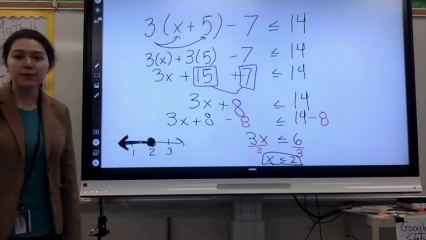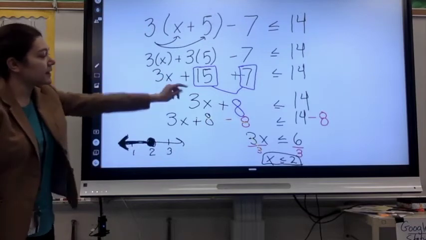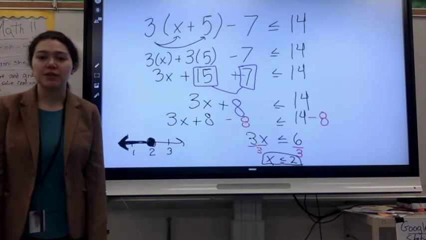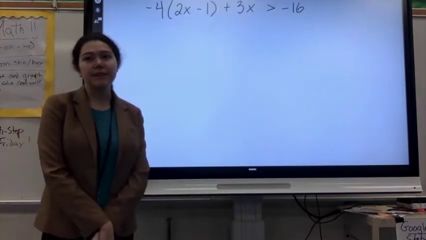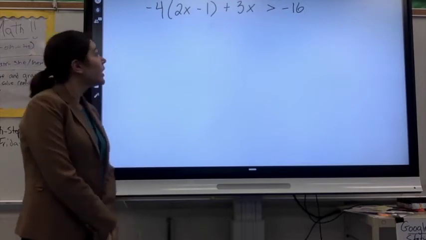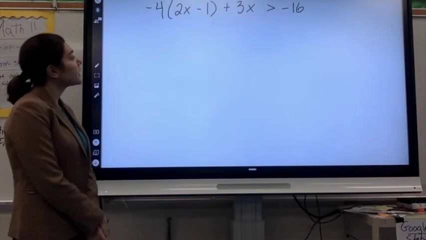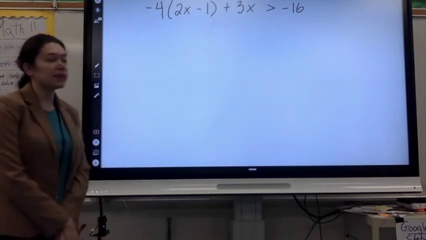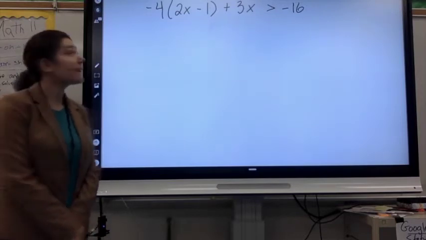So we're going to do one more example, but just following up on what I did. Distribute, combine the like terms, and then solve the resulting two-step inequality by undoing what is currently happening to my variable. Here we have our second example, basically as complicated as we're going to see. So we have -4 times the quantity 2x minus 1, plus 3x is greater than -16. So we're going to simplify, combine like terms, and then solve the resulting two-step inequality.